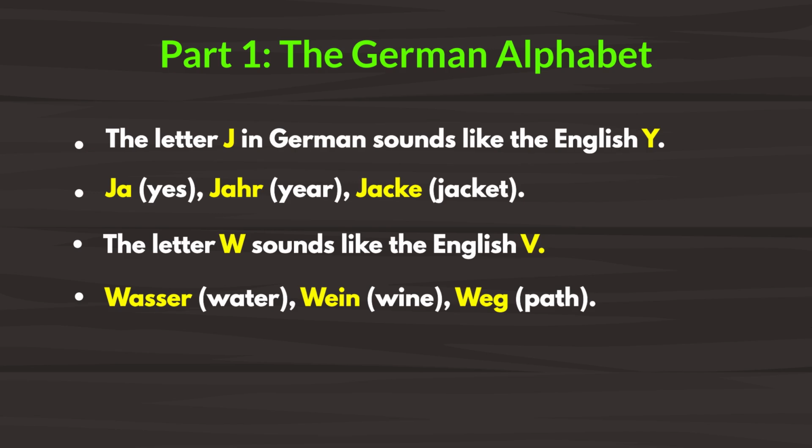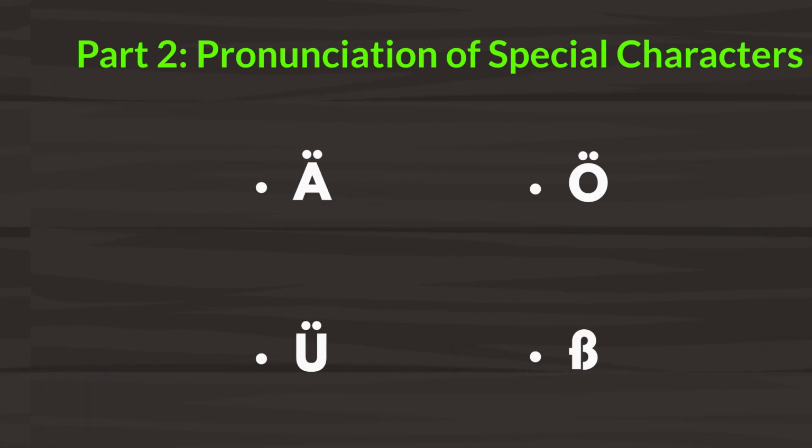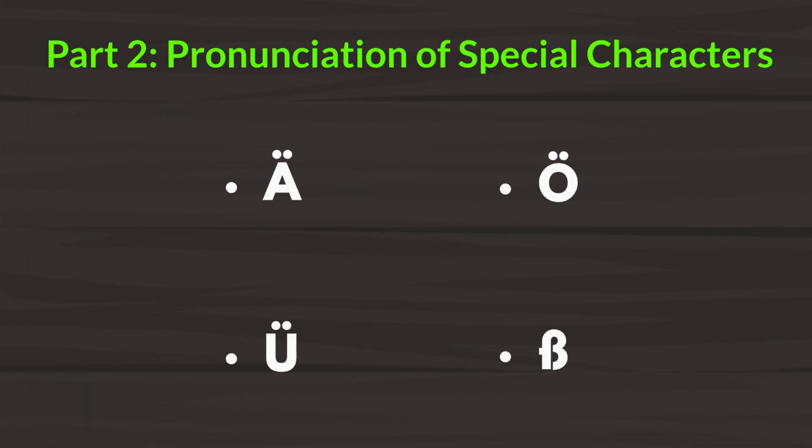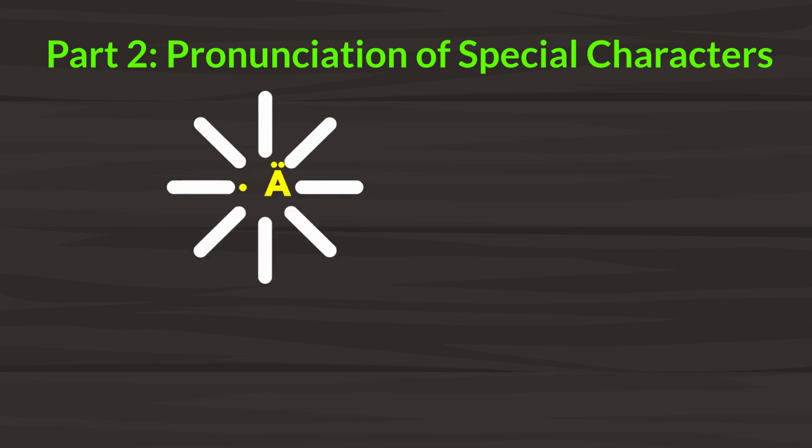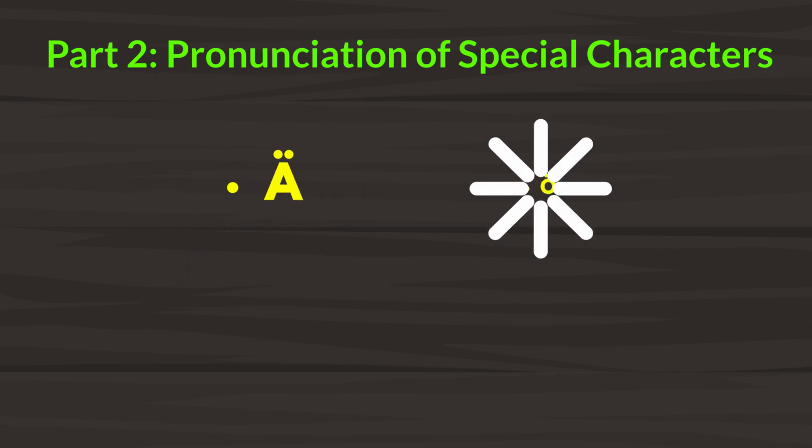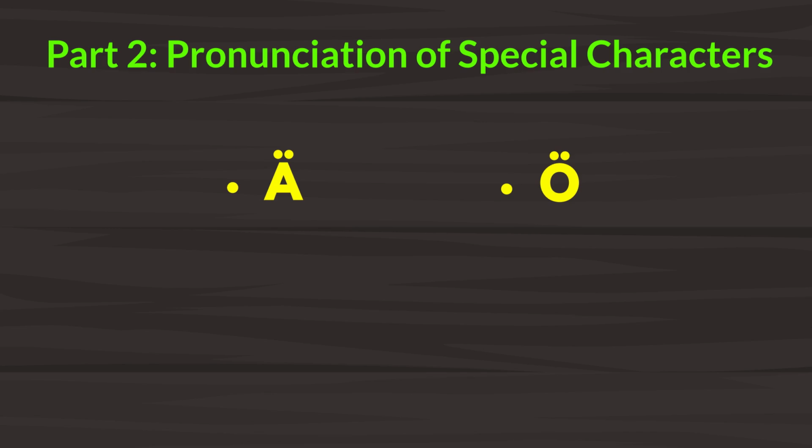Besides these 26 letters, there are 4 more special characters. Let's see that. German has 4 special letters you won't find in English: A-umlaut, O-umlaut, U-umlaut, and Eszett. These letters change the sound and meaning of words, so it's important to get them right.